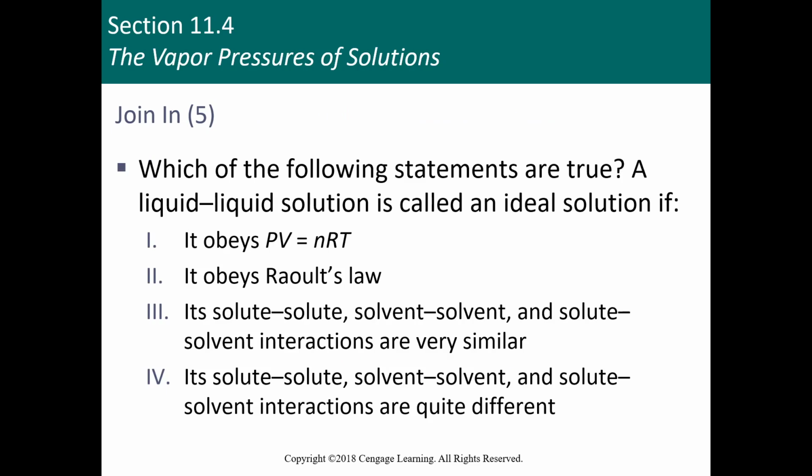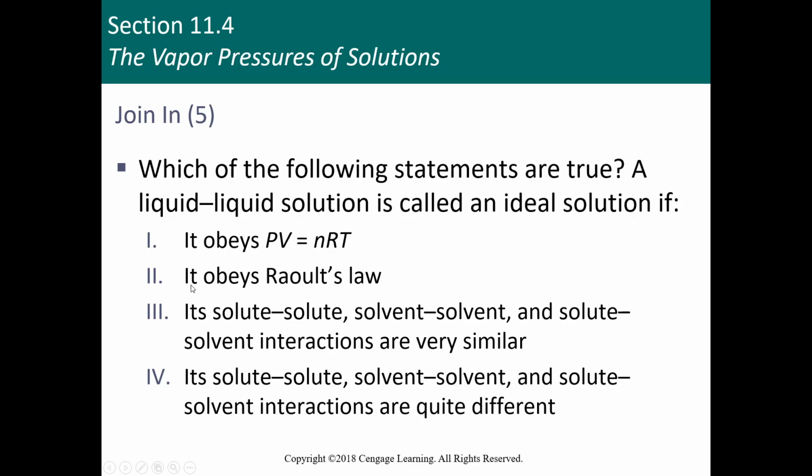Which of the following statements are true? A liquid-liquid solution is called an ideal solution if: 1, it obeys PV equals nRT. That's the ideal gas law, isn't it? This is the ideal solution, not ideal gas law. 2, it obeys Raoult's law. Well, Raoult's law is actually the one we're talking about here, right? Ideal solution. Cool, Raoult's law.